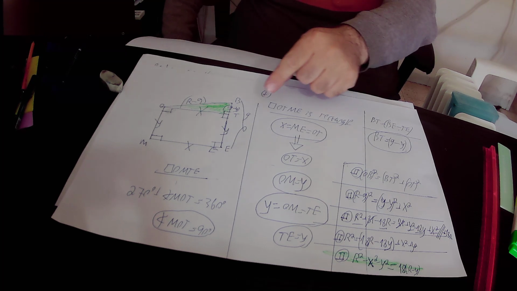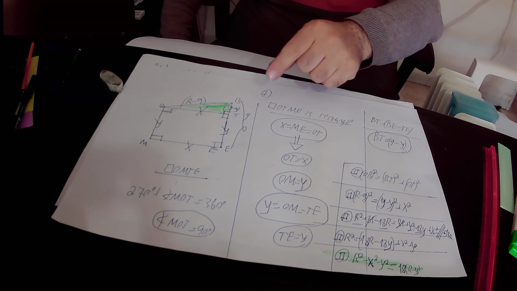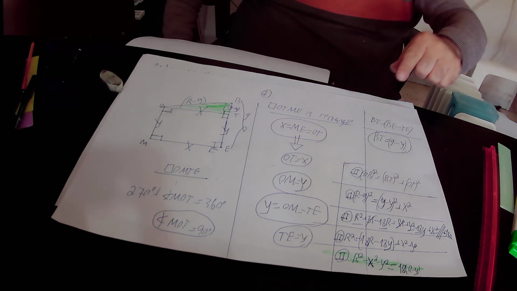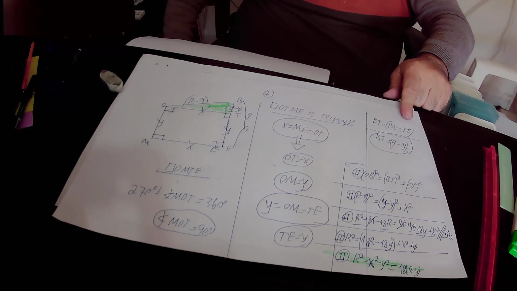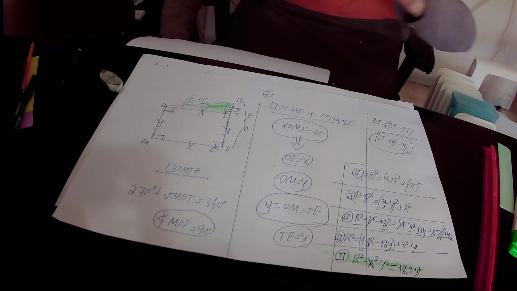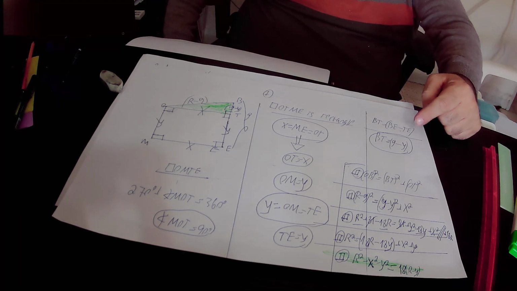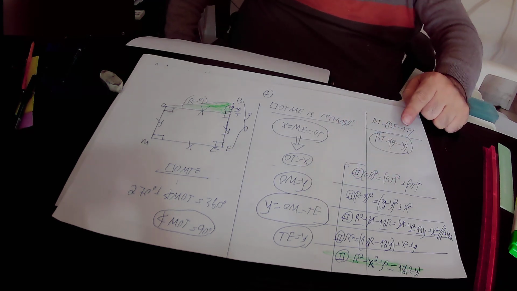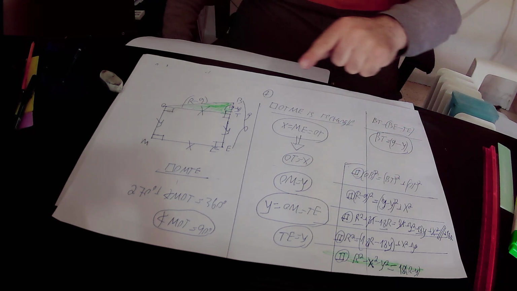And what is the value of BT? It's very easy to see from the drawing that BT is equal to BE minus TE. So BT equals BE, that is 9 units, it is the radius of the circle, minus TE, that is Y. We found out that TE equals Y. So in conclusion, we found out that BT equals 9 minus Y.